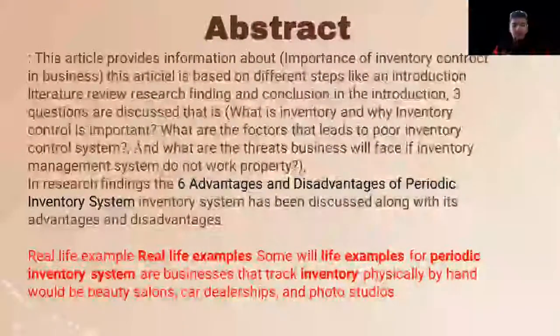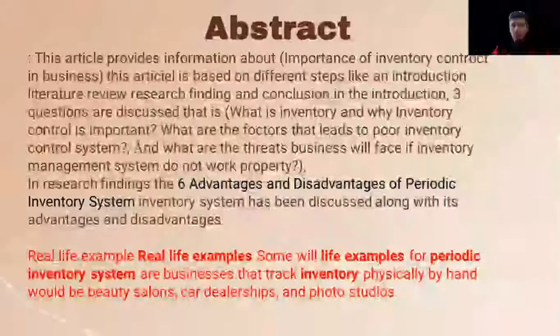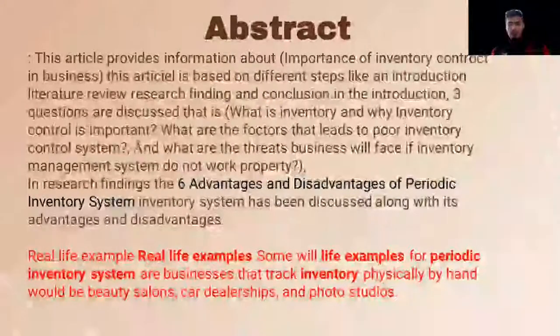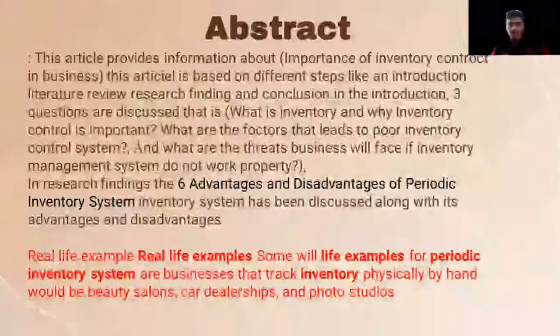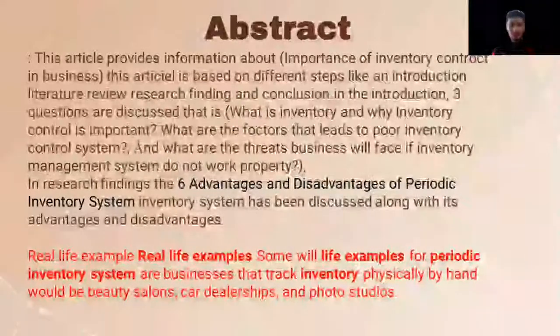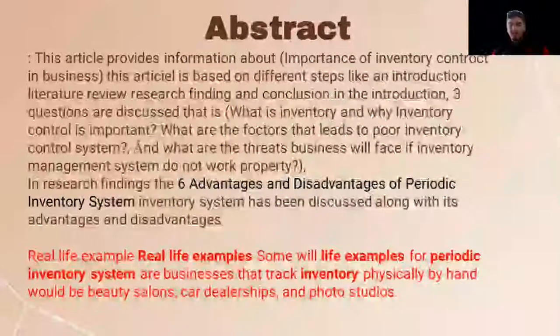So in the research findings, the topic for my performance task, we have the three questions. After that, we have the six advantages and disadvantages of periodic inventory system. Periodic inventory system has been discussed along with advantages and disadvantages. And here we have a real life example for it. Some real life examples of periodic inventory system are businesses that track inventory physically by hand, like beauty salons, car dealerships, and photo studios.